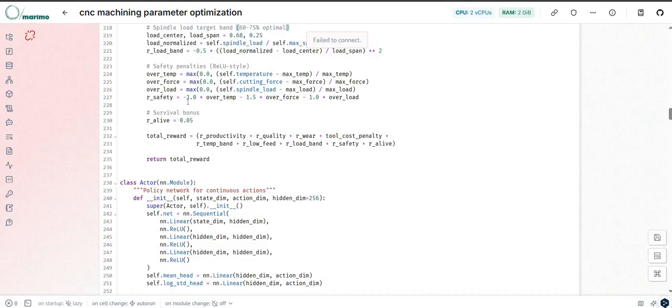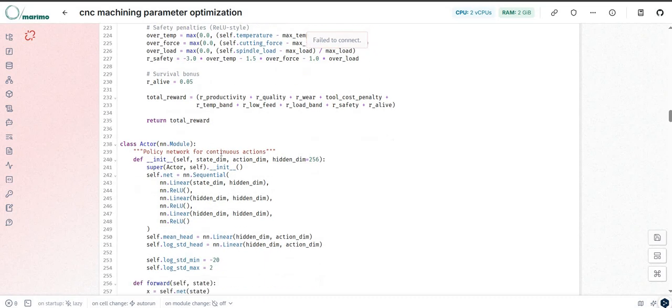And finally, there is a small survival bonus of plus 0.05 added each step. The idea is to encourage the agent to keep the episode going without hitting termination conditions too early.